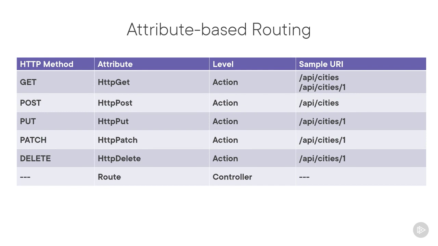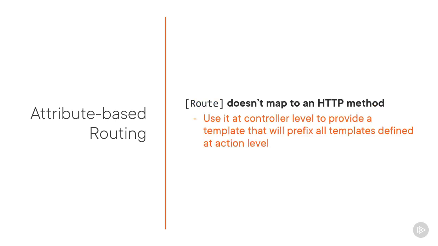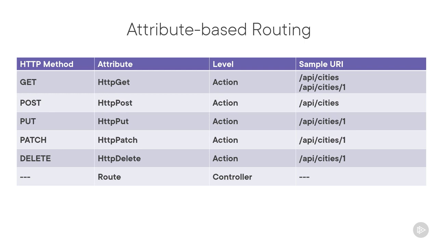The last one on this list is a bit special because it doesn't match to an HTTP method, the Route attribute. This is used at controller level. The provided template will prefix all templates of the action level attributes. That will come in very handy. For example, we see that all our sample URIs start with api/cities. The Route attribute could be used at controller level with api/cities as its template value. Like that, we don't have to provide that value in the templates of all the action level attributes.